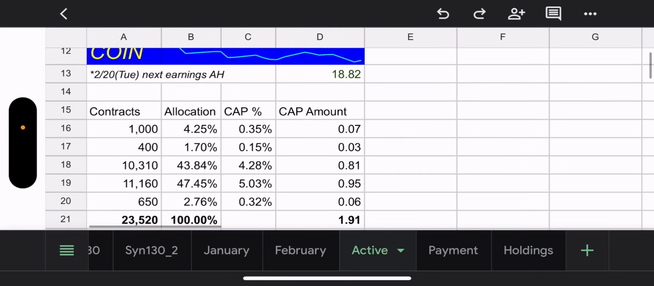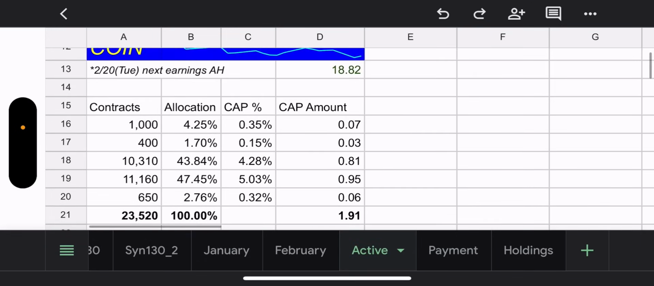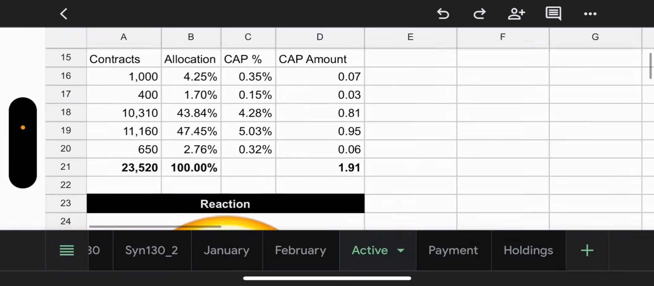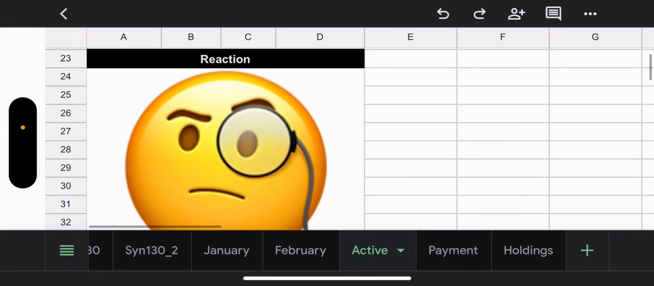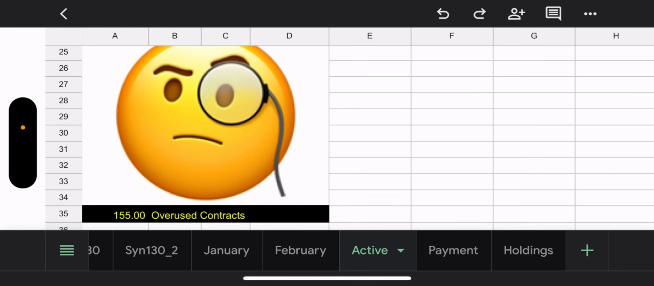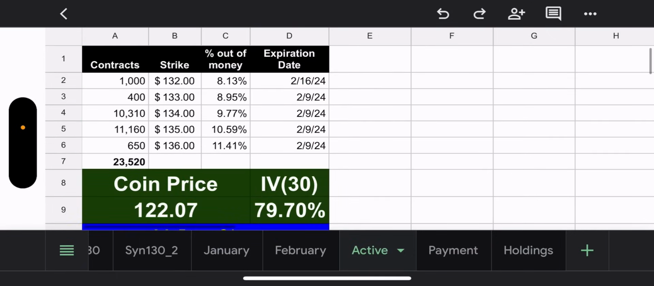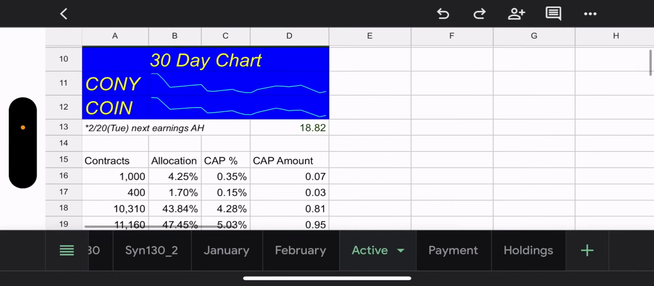All right, CONY price is at 18.82. We can have a capital appreciation of 1.91. That's a lot. That's great. My reaction, I don't wear glasses or have a magnifying glass, but you get the gist. I'm examining this spreadsheet and nothing makes sense, because it's unusual that they would have 155 overused contracts. So, all right, CONY fund manager, I told you what to do. Close out the 136 strike and then you'll be just fine.